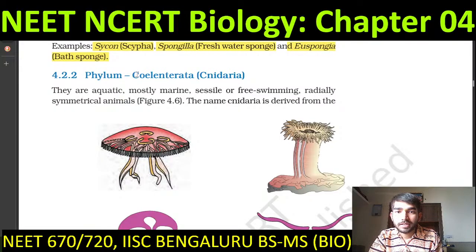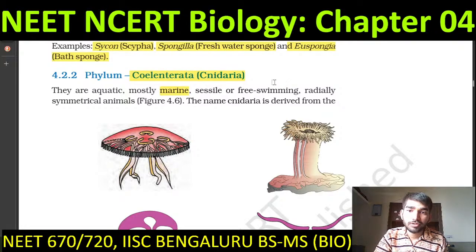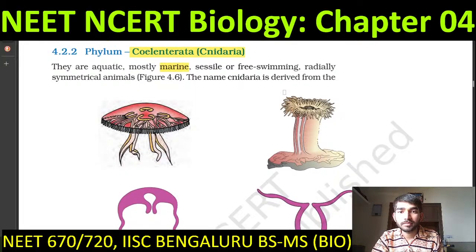Coelenterates, again called Cnidarians. They are aquatic, mostly marine, present in salty water, sessile or free swimming. The sessile form is this, and the free swimming form is the jellyfish, which we commonly know. Hydra and jellyfish, all these are members of coelenterates. They are radially symmetrical. From the flowchart, you must remember that Cnidarians as well as Ctenophorans, which will come after this, are radially symmetrical.